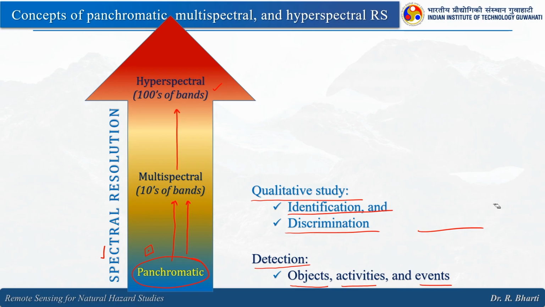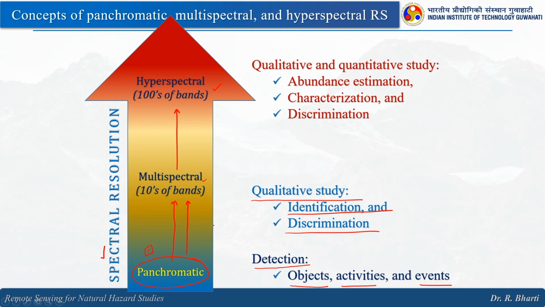Now, once we have this multispectral, we try to see the hyperspectral, what advantages we will have. In hyperspectral we will have qualitative and quantitative study, which can be used for the abundance estimation, characterization of the material and discrimination of the target. It is very easy with the hyperspectral data when we compare with multispectral and panchromatic.